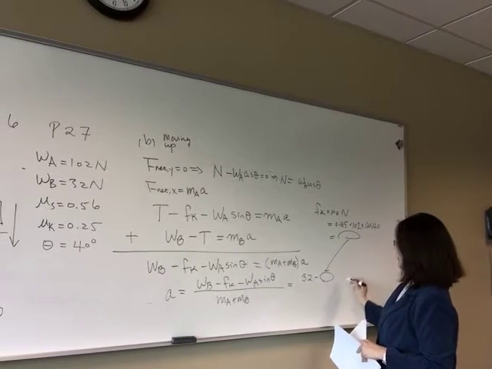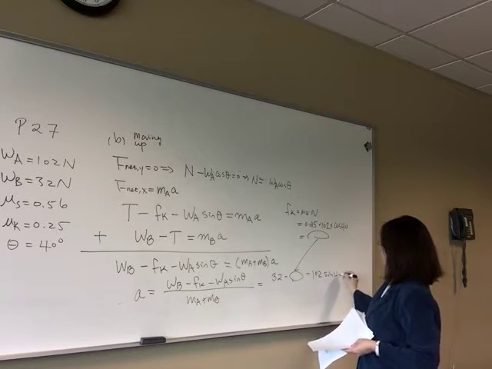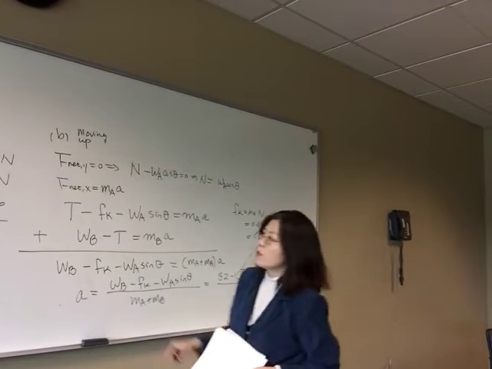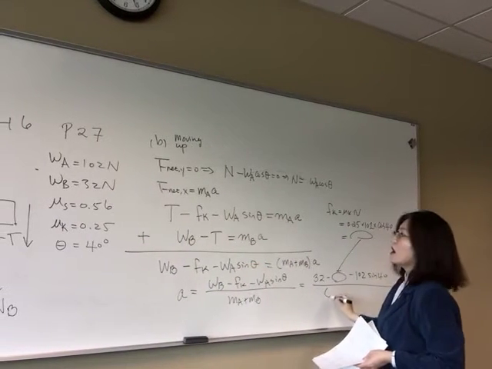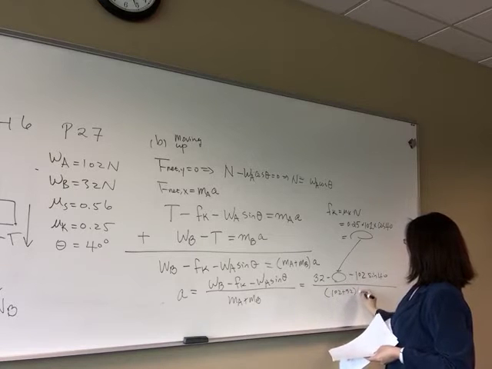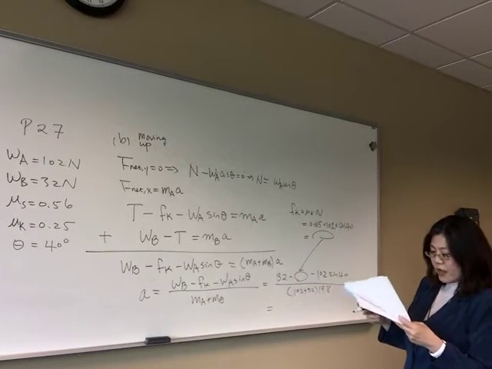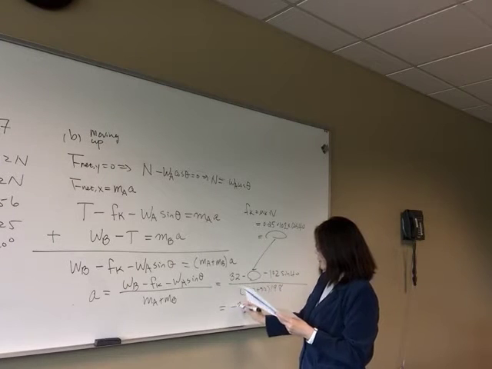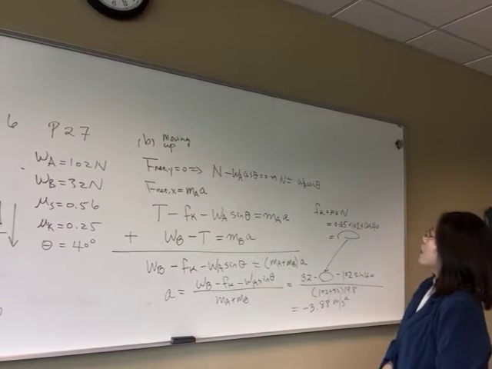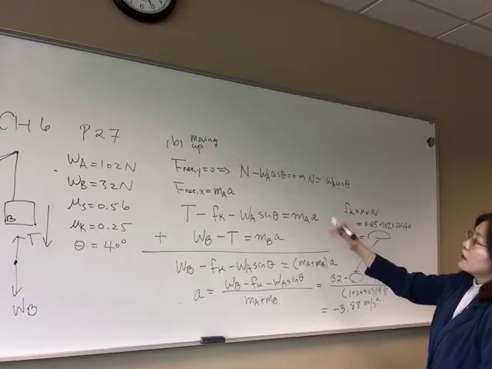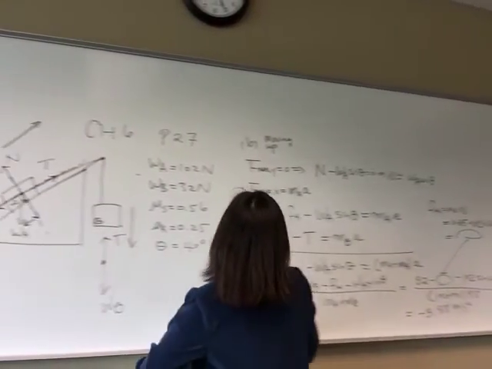And then minus WA, which is 102, times sine of 40, over the mass A and mass B. You're given the weights, so you add them together and divide by 9.8, that gives you the combined mass. So you have 102 plus 32 divided by 9.8 gravity. After you do the calculation, you should get a value of negative 3.88 meters per second squared. Initially it is moving, so this is your acceleration magnitude. So that's your part B.